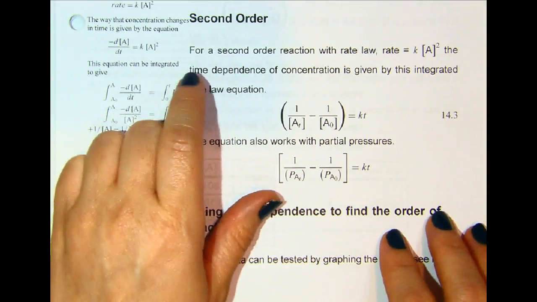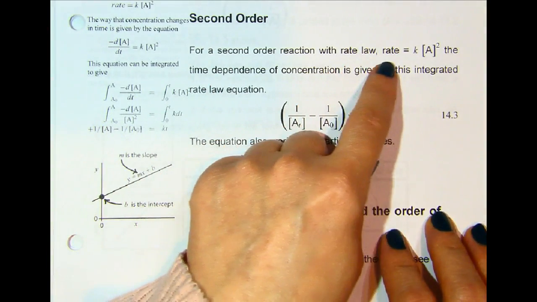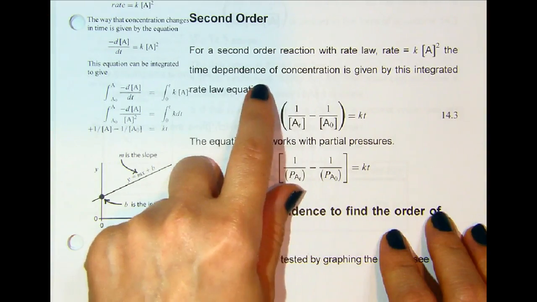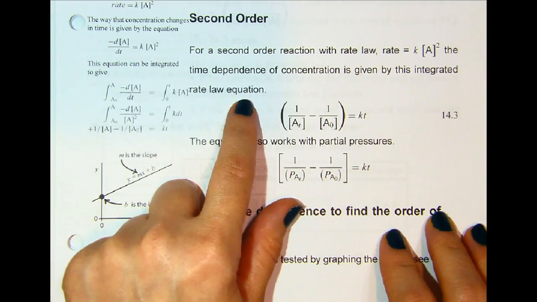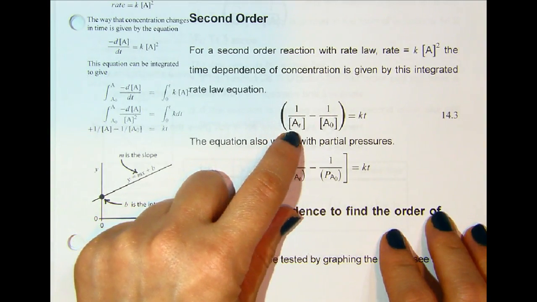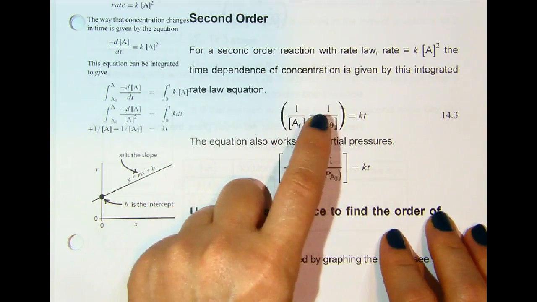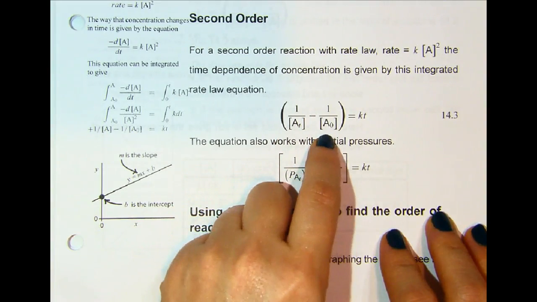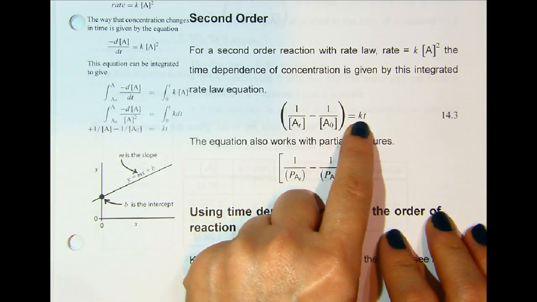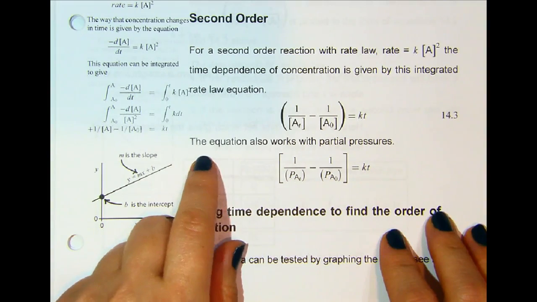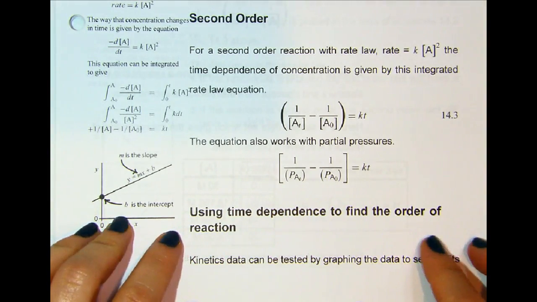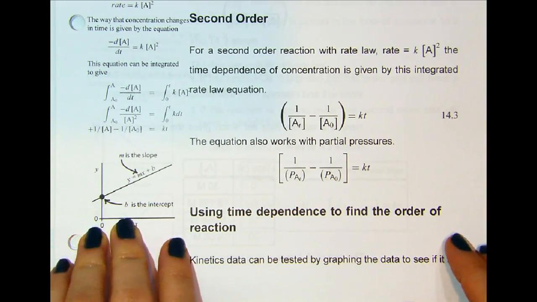For a second order reaction with a rate law of rate equals k times [A] squared, the time dependence of concentration is given by this integrated rate law equation. 1 over the concentration at time t minus 1 over the initial concentration is equal to the rate constant times the time. This equation also works with partial pressures. Using time dependence to find the order of a reaction.